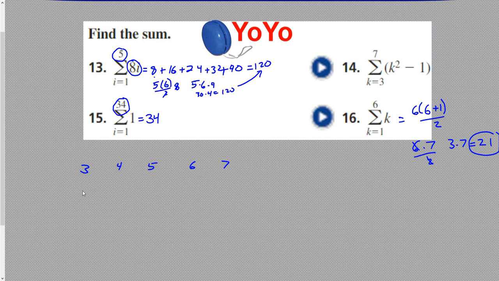3 squared is 9 minus 1 is 8. Plus 4 squared is 16 minus 1 is 15. 25 minus 1 is 24. I'm squaring these numbers, right? 36 minus 1, 35. 49 minus 1, 48. And then I'm just going to add those up. 8 plus 15 plus 24 plus 35 plus 48. I'm coming up with 130. Okay, so take a second, make sure that makes sense.